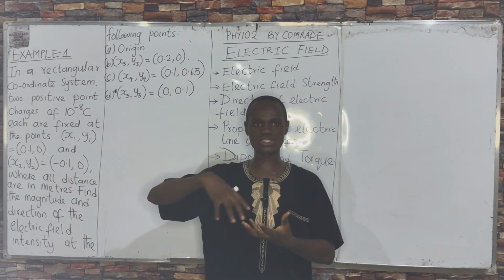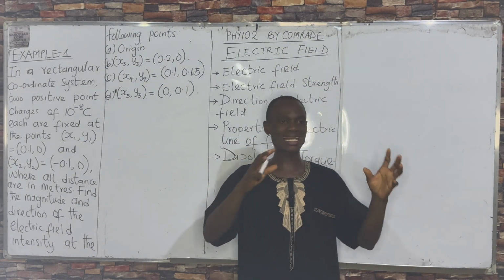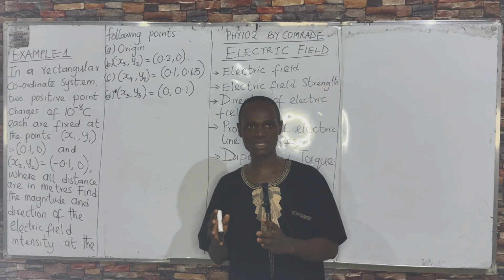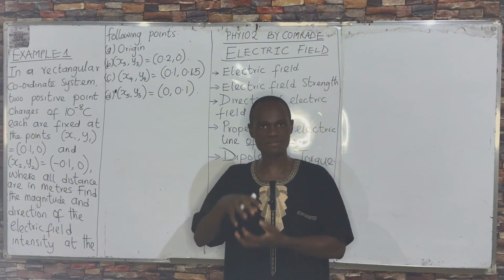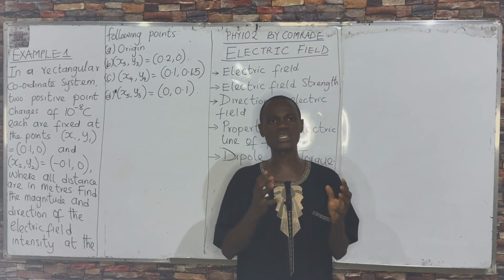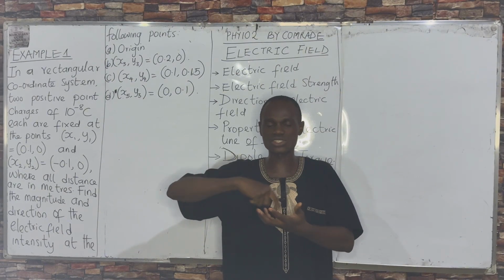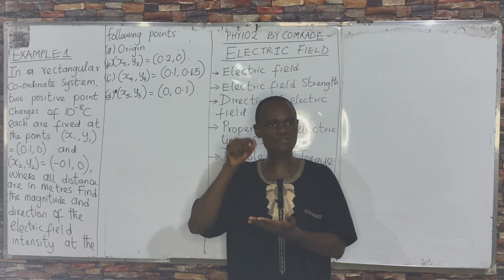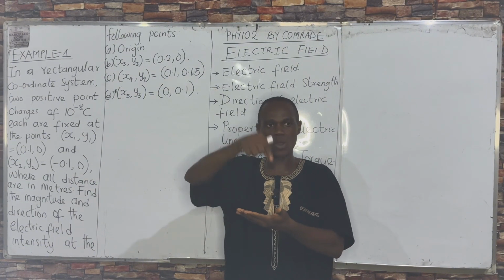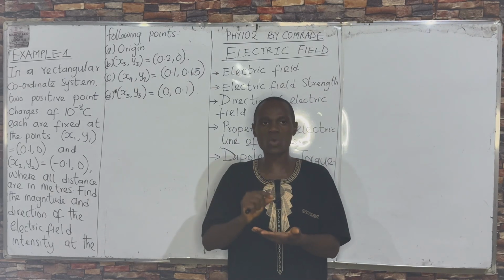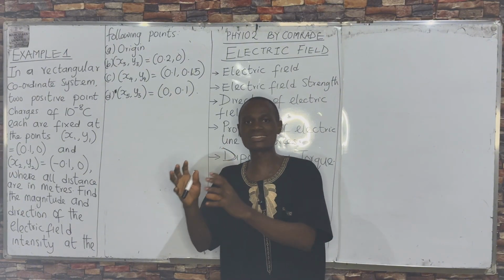What surrounds a charge is called electric field. For example, what surrounds a mass is called gravitational field. In the same way, what surrounds a charge is called electric field. But the correct definition is that electric field is the region of space around a charge where the electrostatic force of that charge can be felt. Now, each point in this electric field has what is called electric field strength, or we can call it electric field intensity.